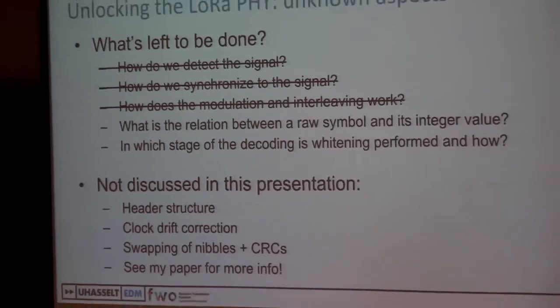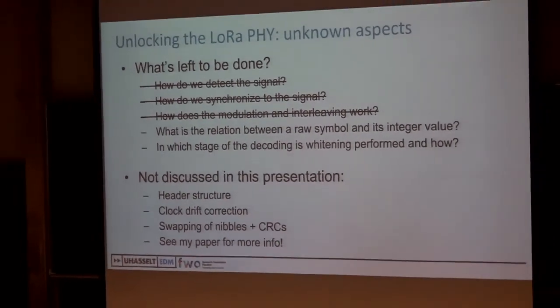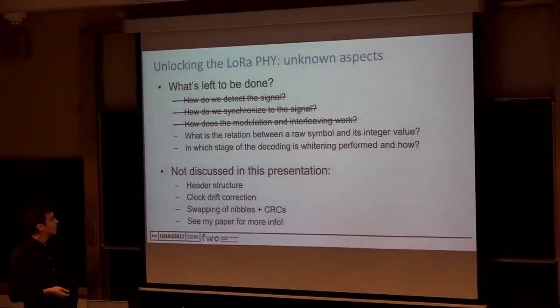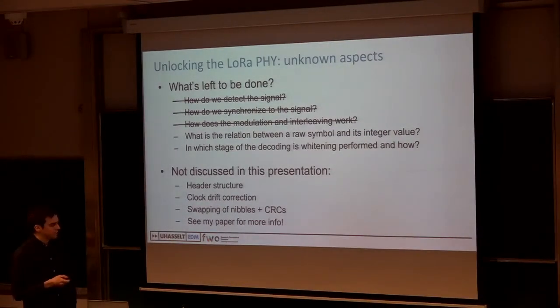Now, what's left to be done? In the previous slides, I told you that the index is gray-coded. But how would you reverse engineer that? It's not in the patent, or yeah, it mentions gray encoding, but it's not clear which index corresponds to which integer value. And also, at which stage of the decoding is whitening performed, and how? That's also something that's not known.